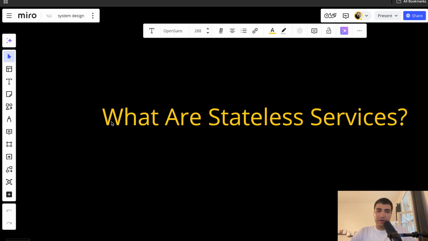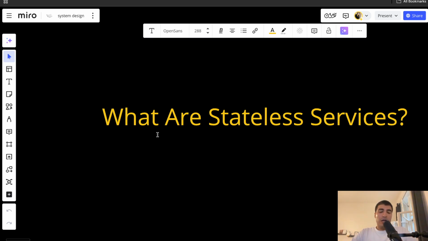So, what are stateless services? Stateless services are services where each request is treated as an independent transaction with no knowledge of previous requests. The server doesn't maintain any client information between requests. A great example of a stateless service is a REST API. Each time you make a request to a REST endpoint, the server processes it without needing to know anything about previous requests. This independence makes stateless services easier to scale because each request can be handled by any server.